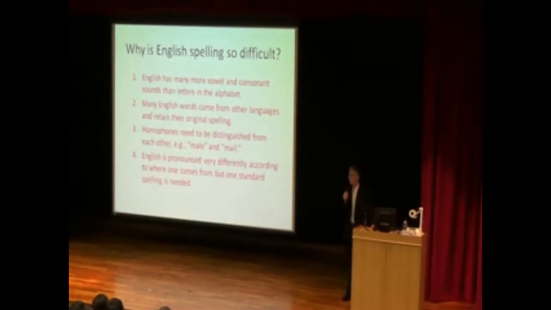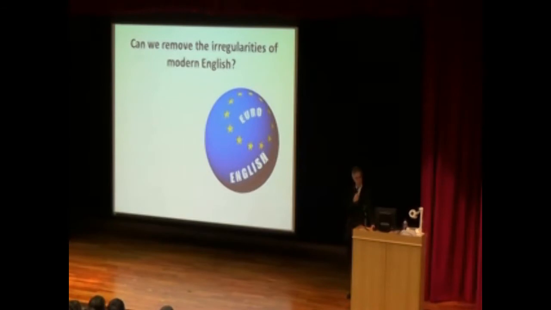So let's just go over them again. A summary. English has many more vowel and consonant sounds than letters in the alphabet. Many English words come from other languages and retain their original spelling. Homophones need to be distinguished from each other. And English is pronounced very differently according to where one comes from, but one standard spelling is needed. Okay? So can we do something with English to remove all of these problems? Well, they've actually tried to do this, so let's follow this through, okay?